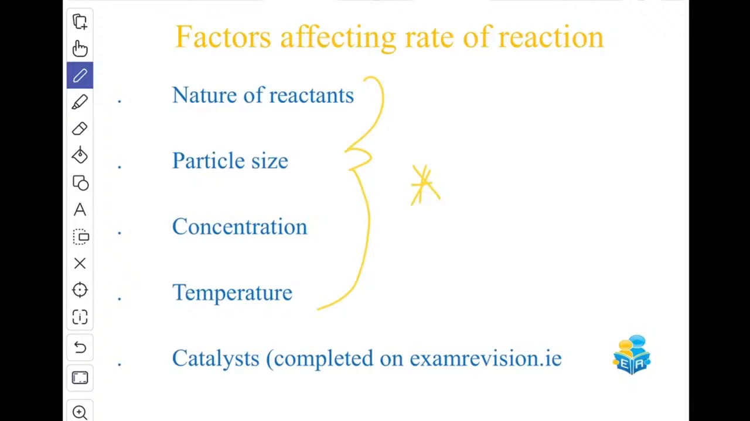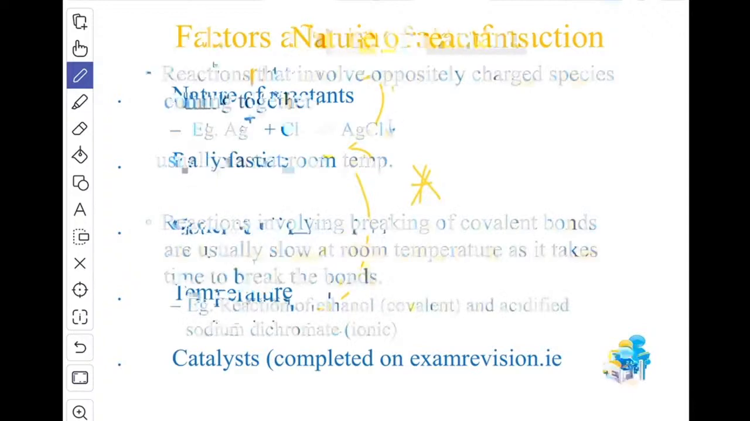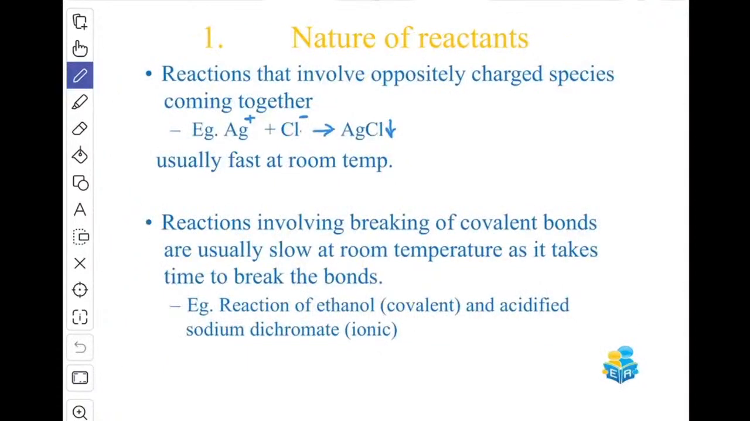If we're looking at the nature of reactants, this is linked with what the reactants are. Reactions that involve oppositely charged species coming together are usually fast at room temperature. That should make logical sense, because opposites attract. The positive will be attracted to the negative here, so the silver will be attracted to the chlorine because the silver is plus and the chlorine is minus, and that will give you silver chloride. This arrow pointing down means precipitate, so it is silver chloride precipitate that is formed.